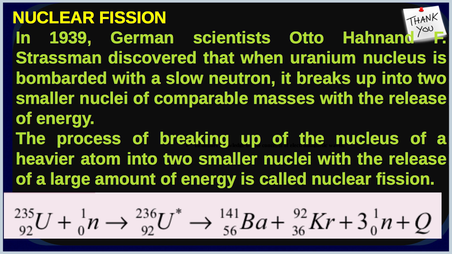And there is an equation known as the fission equation. Here is one such reaction: uranium-235 absorbs one neutron and is converted into another isotope, uranium-236, which then gives two lighter elements, barium and krypton, with 3 neutrons plus Q, the energy value.